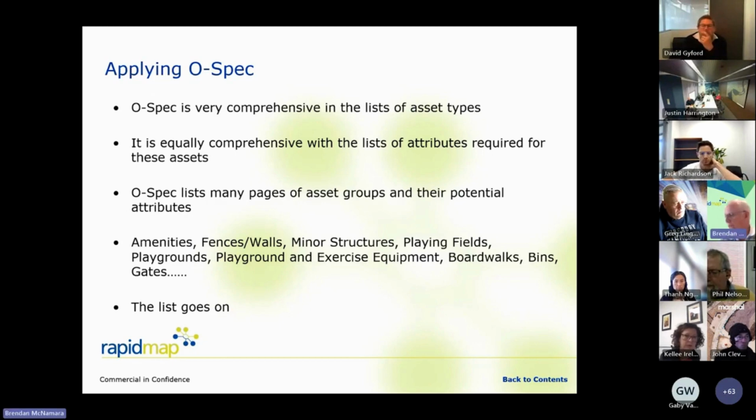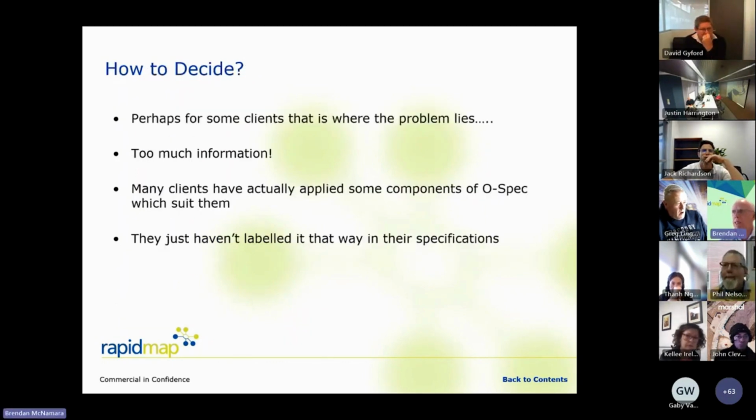So all those pages through O-SPEC give you a very good idea of potential attributes. But I think the main issue the clients have is the fact that there's too much information. They can't really get their head around it all. There's pages and pages. How do I put this all together and how do I work out what I need to know?